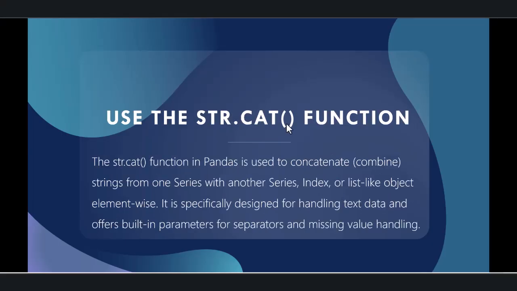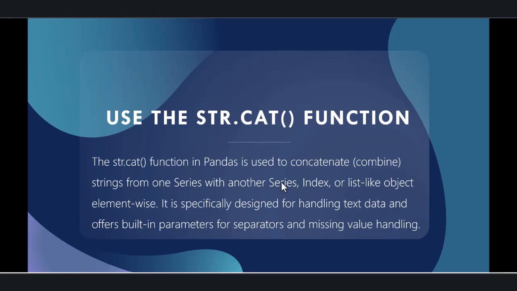Now we'll go to next method, that is using str.cat function. This function in pandas is used to concatenate or combine strings from one series with another series, index or list like object element wise. It is specially designed for handling text data and offers built-in parameters for separators and missing value handling, which means we can combine string from one series with another series.